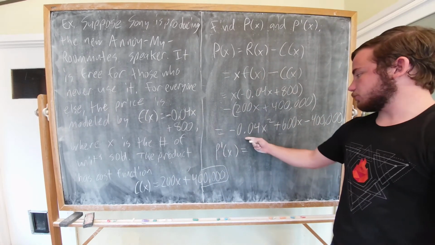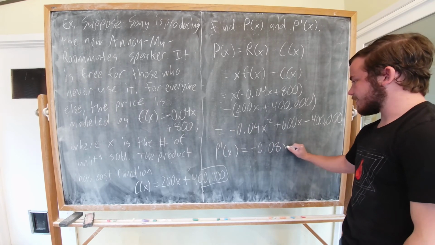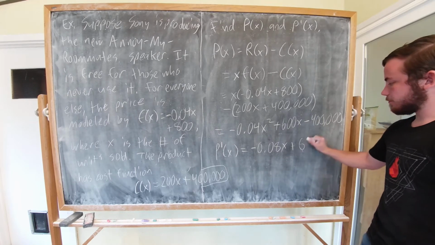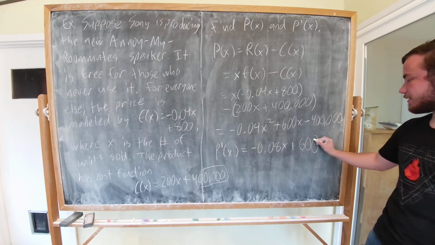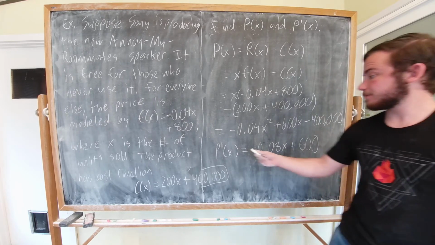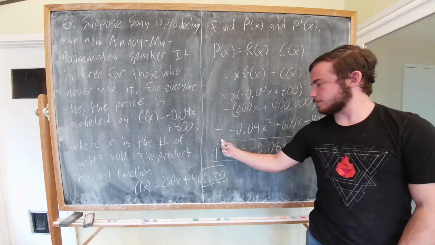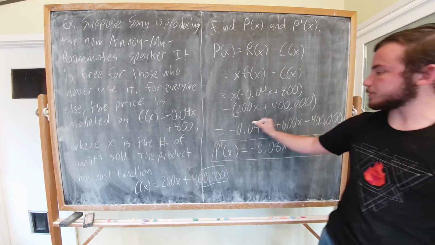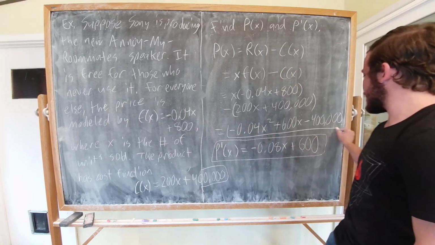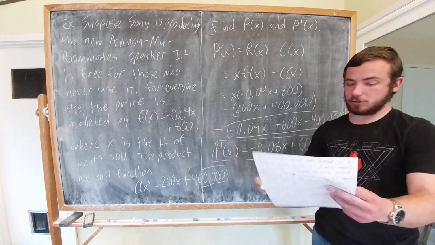P prime of x is equal to negative 0.08x plus 600. All right. There you go. There's p prime of x and p of x. Exactly what we set out to find.